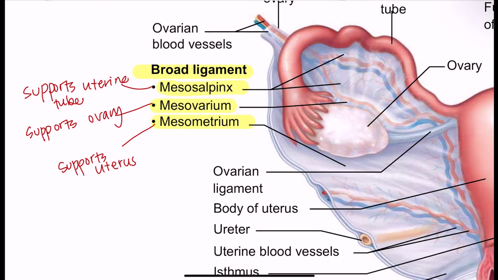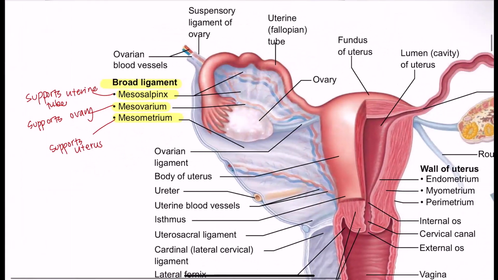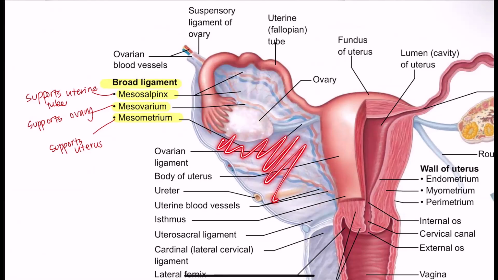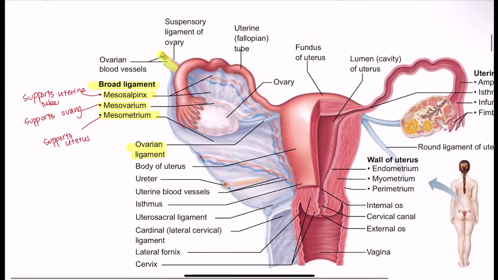So all of this flat part that supports the uterus is part of the broad ligament. The ovarian ligament connects the ovary to the uterus, but note that there's no tube that connects them, it's just a ligament that connects the ovary to the uterus. The suspensory ligament goes on either side.